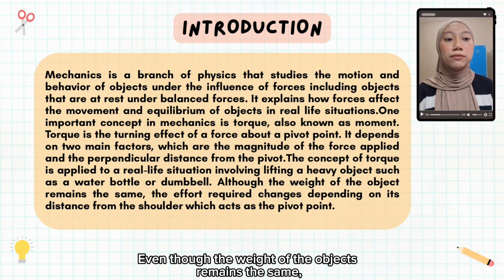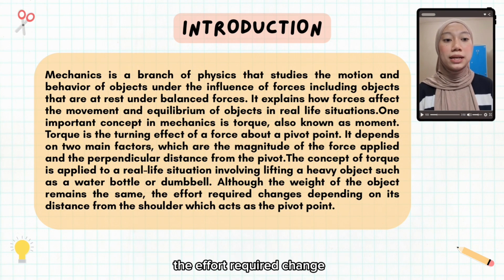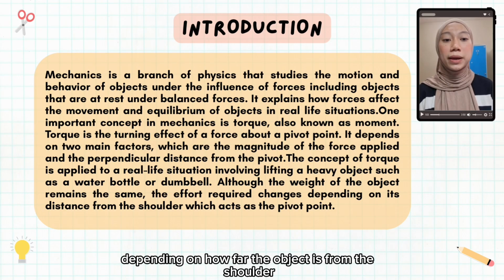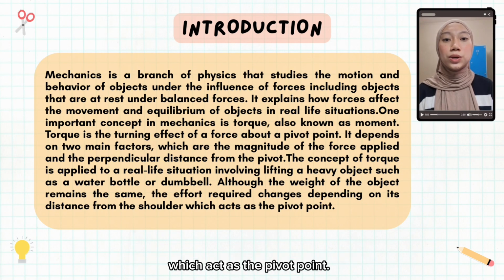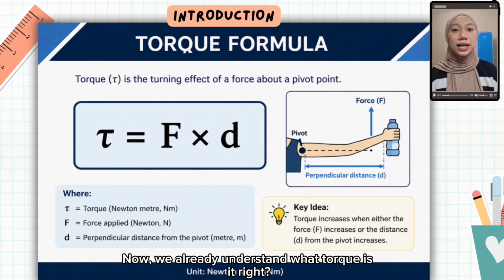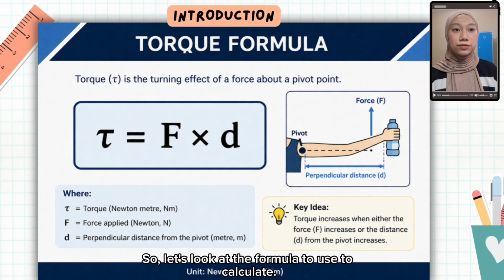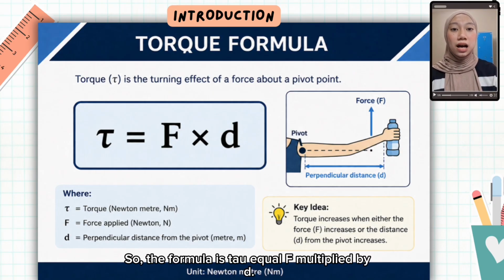Even though the weight of the object remains the same, the effort required changes depending on how far the object is from the shoulder, which acts as the pivot point. Now, we already understand what torque is, right? So, let's look at the formula used to calculate it. The formula is tau equals F multiplied by d.